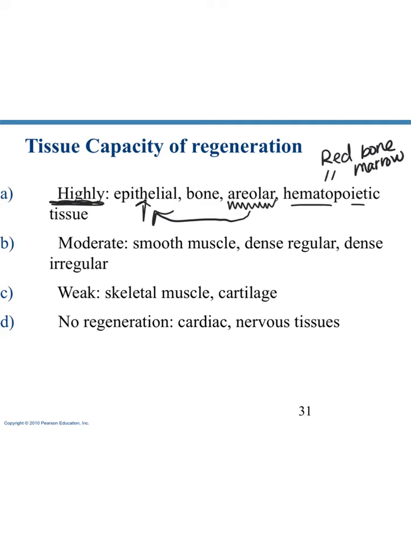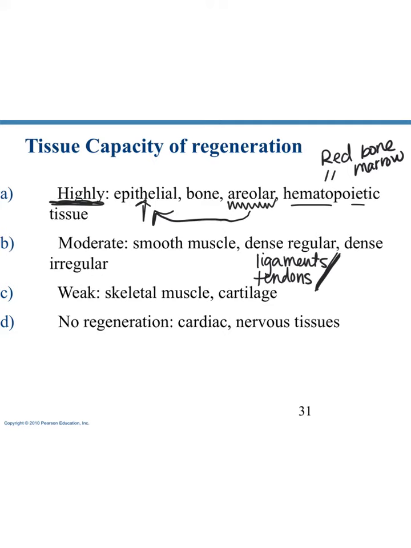Dense regular tissue, which is going to form ligaments and tendons. Ligaments connect bone to bone. Tendons connect muscle to bone. And dense irregular tissue, which makes up joint capsules, and it's also found within part of the skin. So think about if you sprain or strain your ankle, you've basically injured a ligament or tendon.